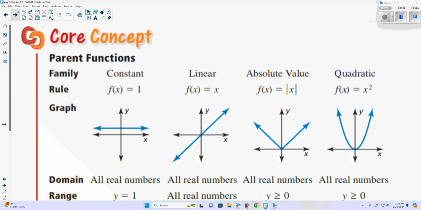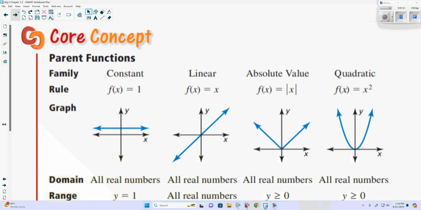Linear, f of x equals x. You all have seen these. You've seen them in Algebra 1. You all have done many of these. F of x equals x plus 3. F of x equals 1/2 x minus 7. All of those are linear functions. And they all look similar to the linear function. It's just a line. It's either going up or it's going down.